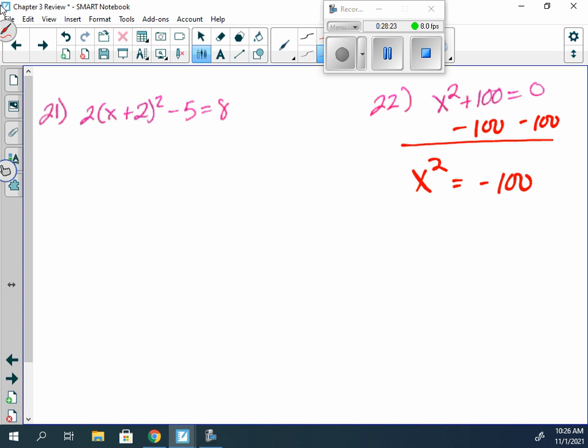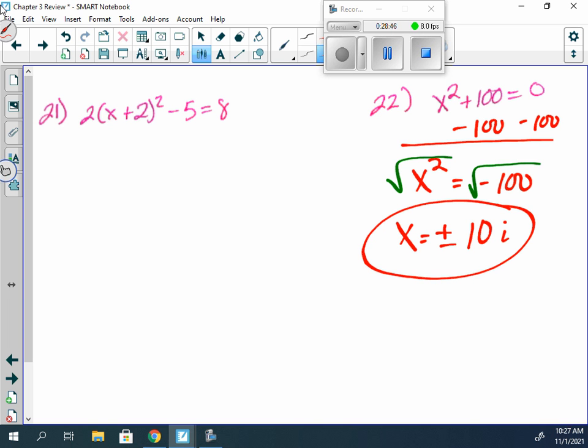Get the variable, the x squared or the set of parentheses squared, by itself. And once we do that, we can take the square root of both sides, which will tell me x is equal to plus or minus. Because the square root of 100 is 10, and the negative comes out as i, all right.